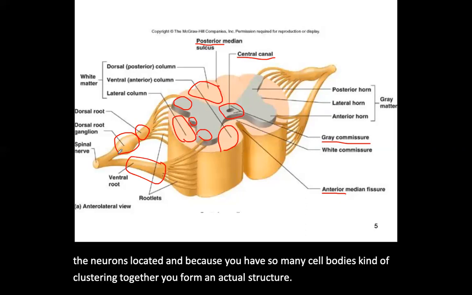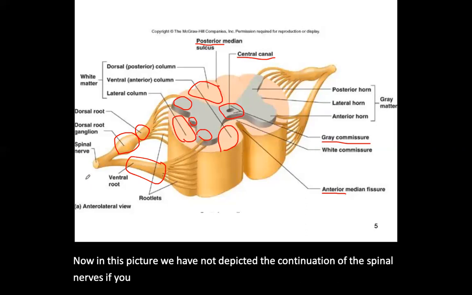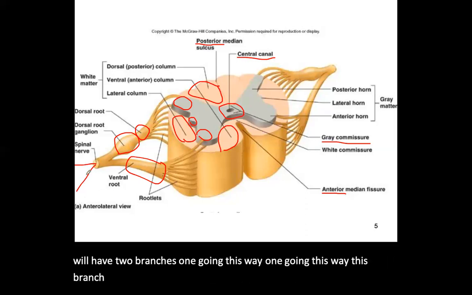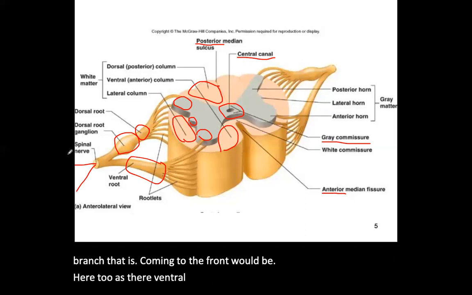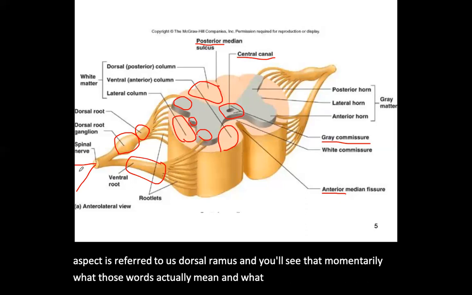Now, in this picture, we have not depicted the continuation of the spinal nerves. If you continue the structure coming off of the spinal cord, you will have two branches, one going this way, one going this way. The branch that is coming to the front is referred to as the ventral ramus, and the branch on the posterior aspect is referred to as the dorsal ramus. You'll see momentarily what those words actually mean and what the function of these structures is.